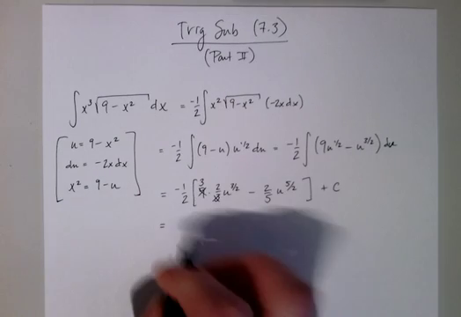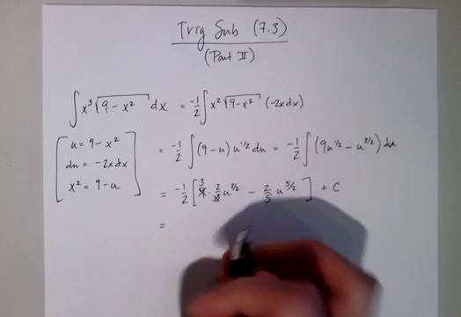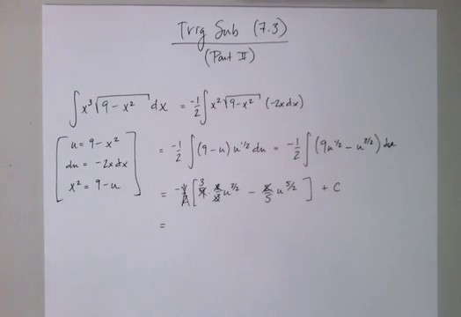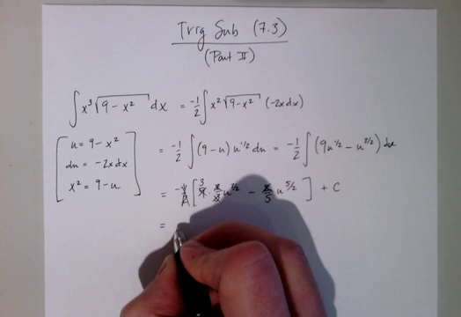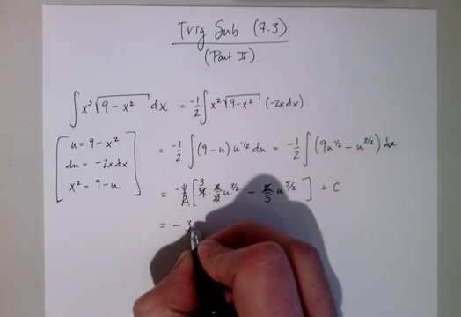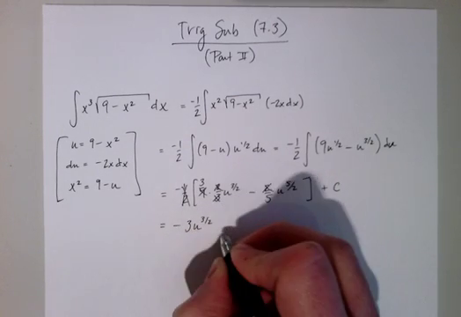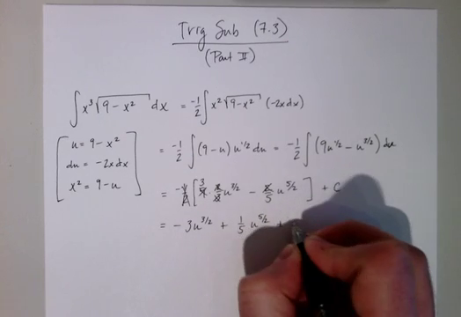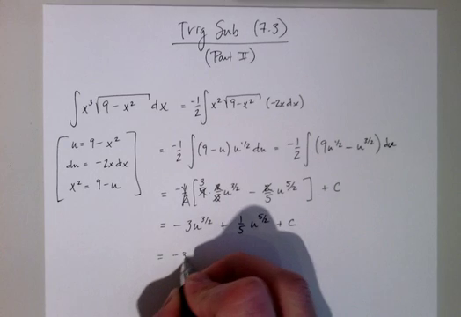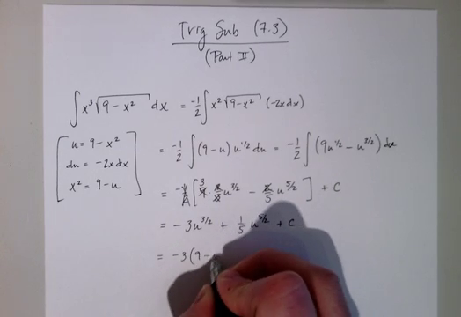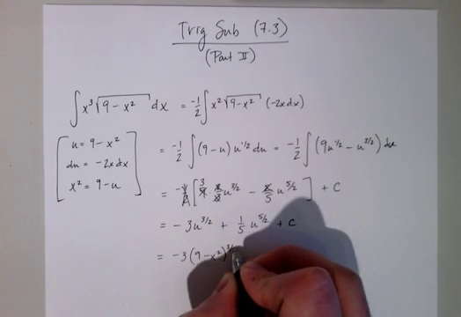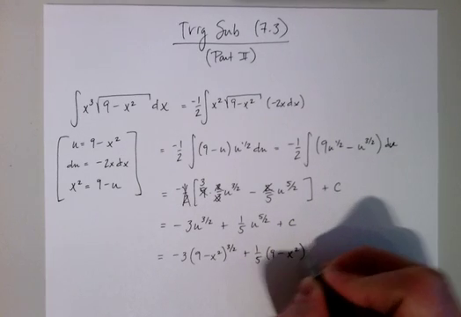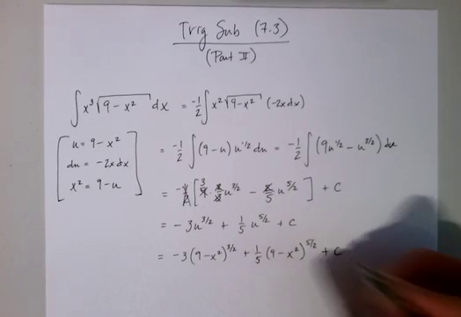Okay, now when I distribute this negative 1/2 across, the 1/2 cancels with this 2 and that 2. I just have to make sure I remember to distribute the negative. That's negative 3 u to the 3/2 plus 1/5 u to the 5/2 plus c. And then when you substitute back in, you get negative 3 times 9 minus x squared to the 3/2, plus 1/5 times 9 minus x squared to the 5/2, plus c.